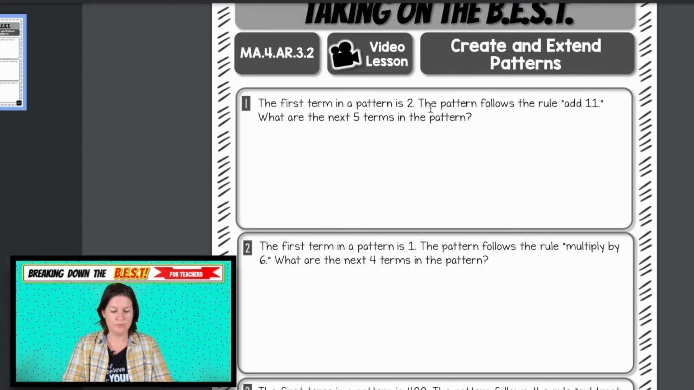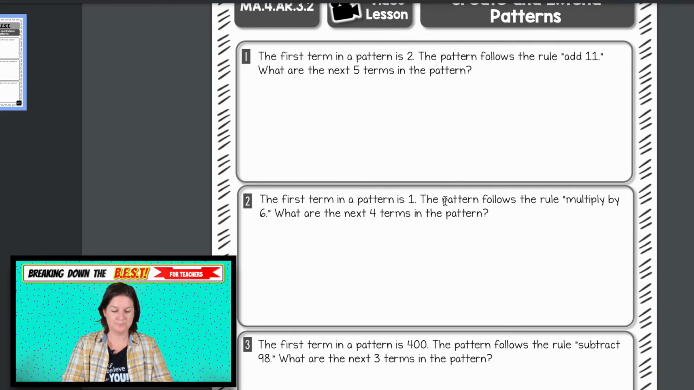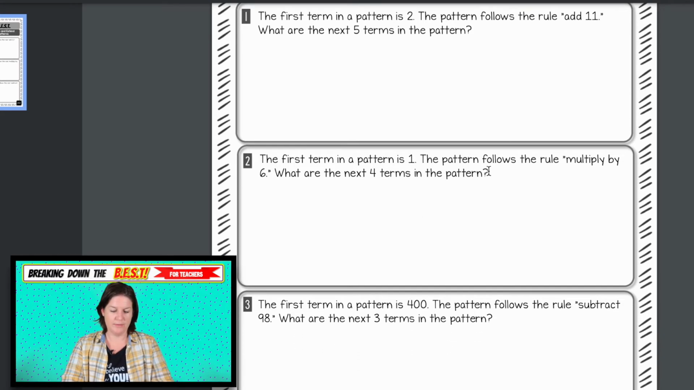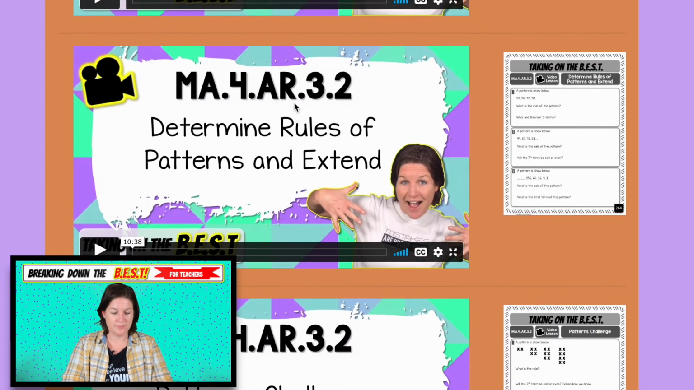First term is 2, follows the rule add 11. What are the next 5 terms? So we will create the pattern and then extend it 5 terms. We have multiply by 6, subtract by 98. It's really important to get all those different operations involved, all the 4 operations.